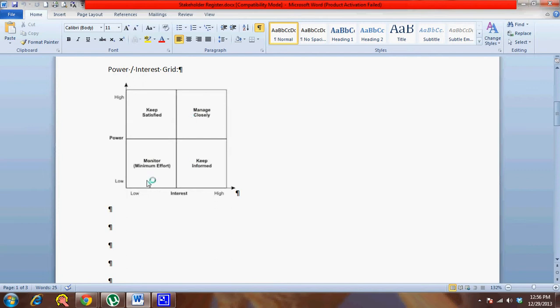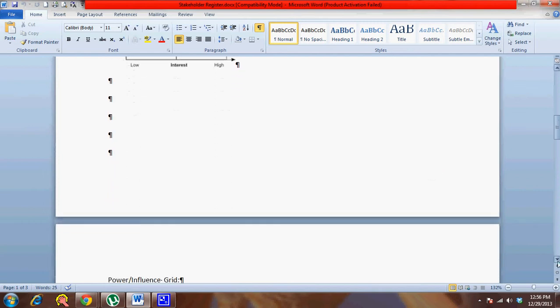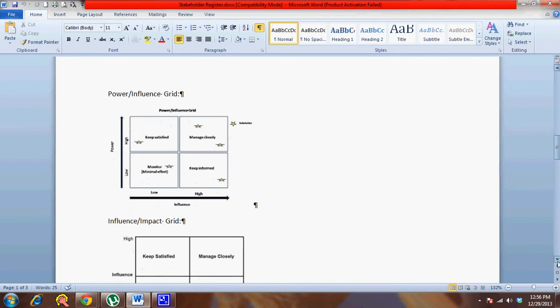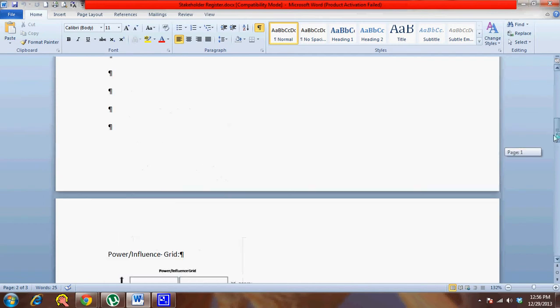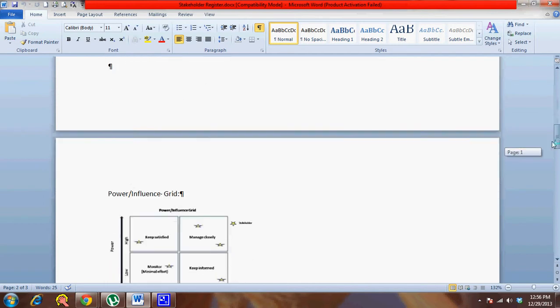If they have low power but high interest, they should be kept informed. If they have high power and low interest, they should be kept satisfied. If they have high power and high interest, then they should be managed closely. So this is the power interest grid. Similarly, you have the power influence grid, wherein you have the power on the y-axis and the influence on the x-axis. This also has the same classification as the power interest grid.